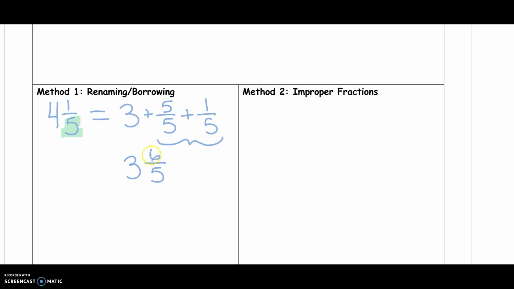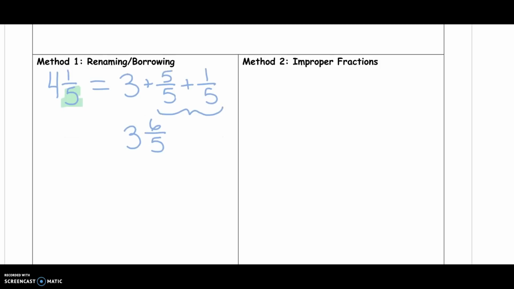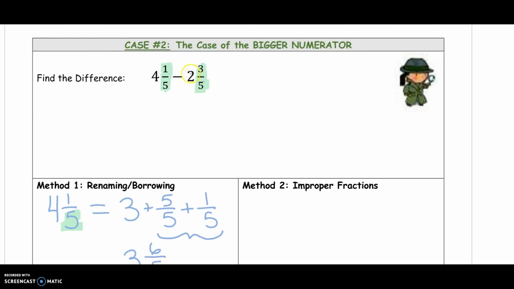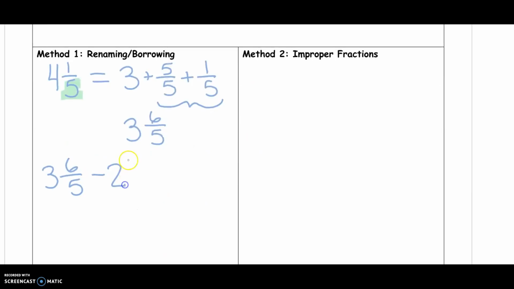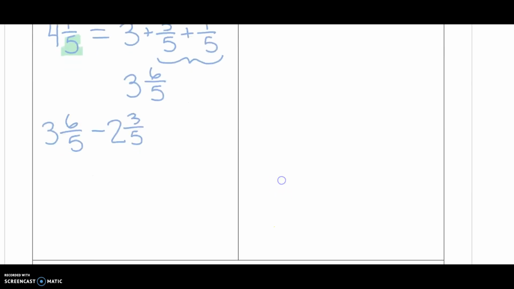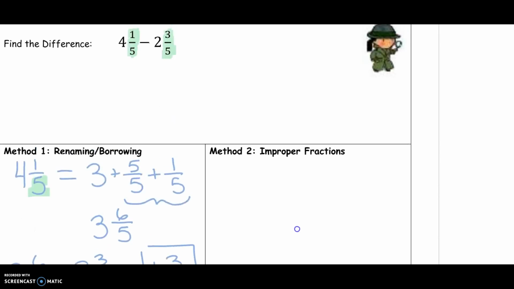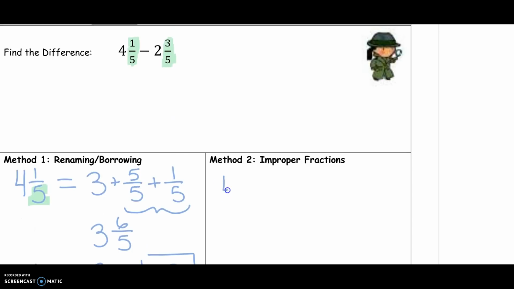Now notice this is an improper fraction because we borrowed a whole, so it should be a fraction larger than 1. And we're going to rewrite it like that so we can now go ahead and subtract our original numbers. 2 and 3/5 is what we're subtracting. And now we can do what we always do. Subtract our fractions. 6/5 minus 3/5 is 3/5. And 3 minus 2 is 1. That's our final answer.